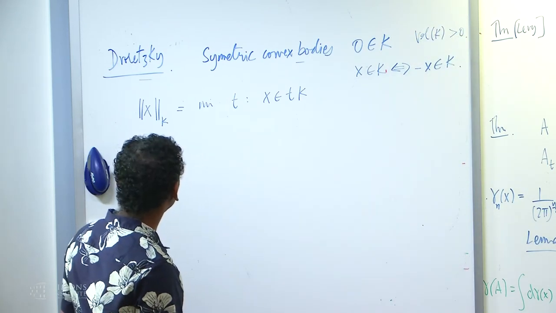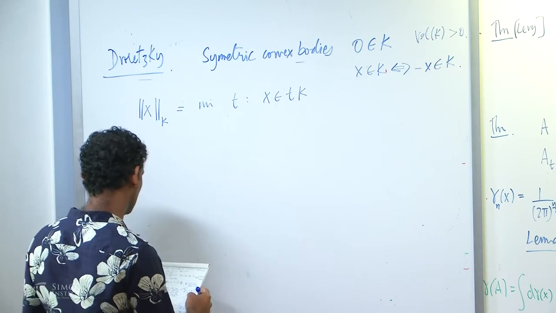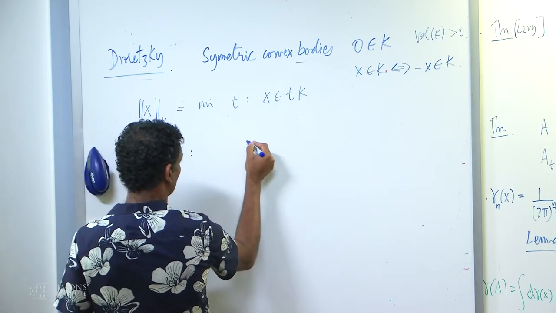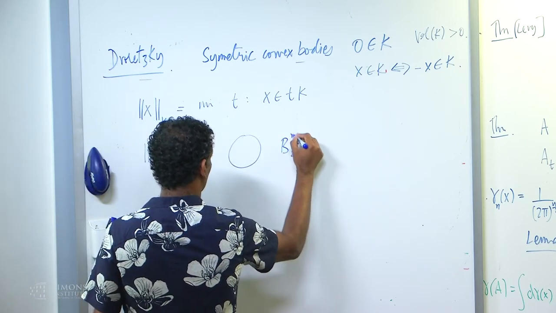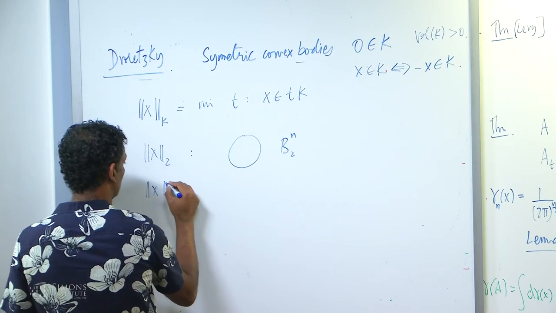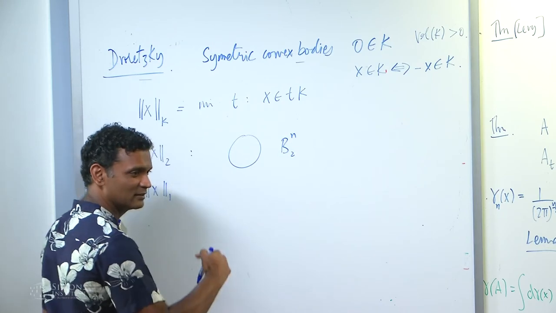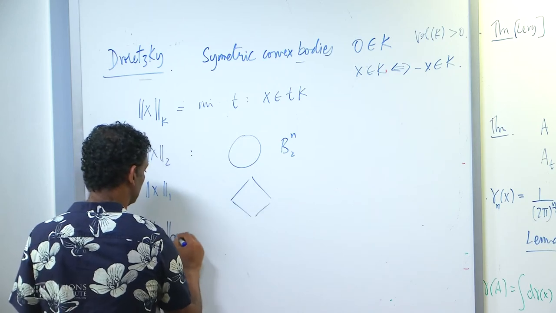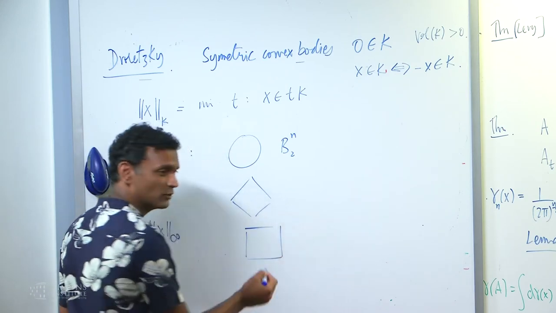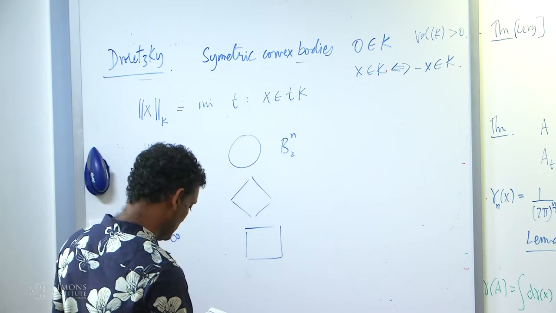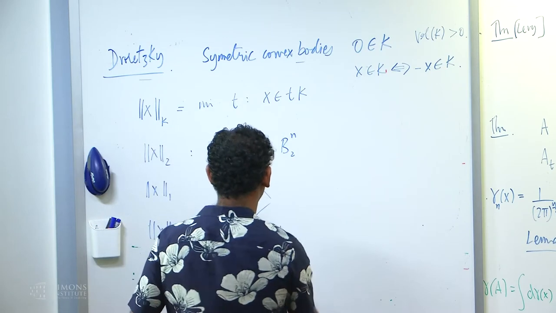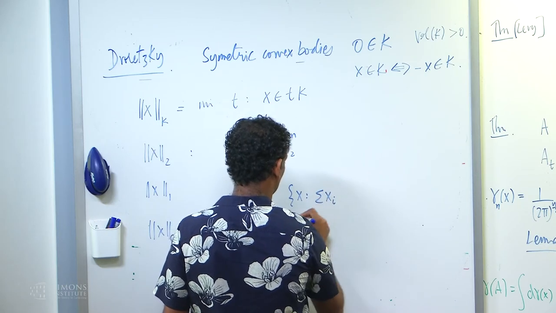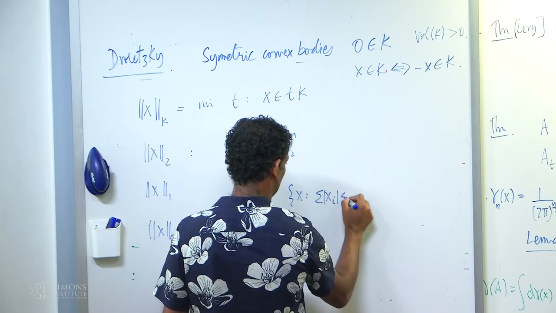Okay. Now, we are certainly familiar with some of these. If you talk about this, the corresponding body is just the Euclidean ball. And if we talk about this, then it's the L1 ball. And if we talk about this, then it's the cube and so on. By this I mean the set of all x where the summation of xi is less than or equal to 1.